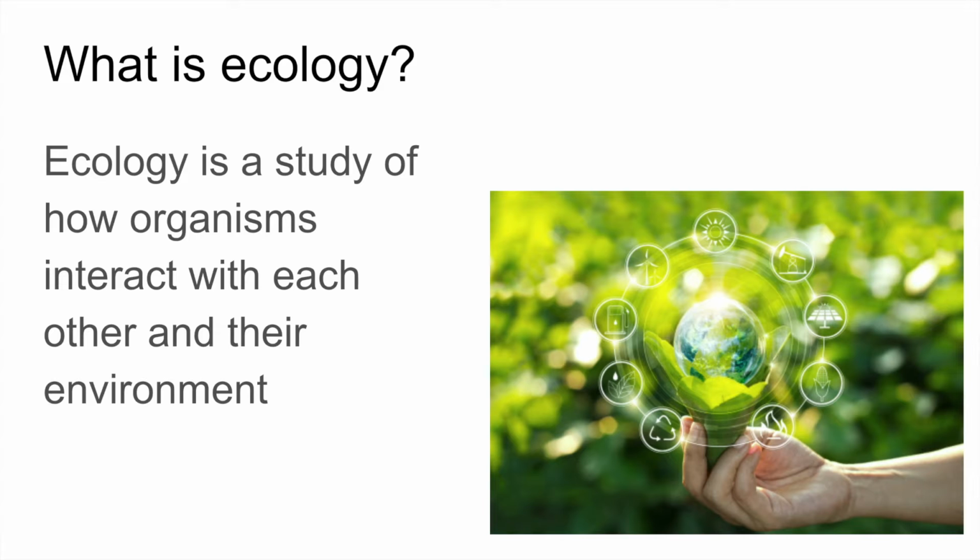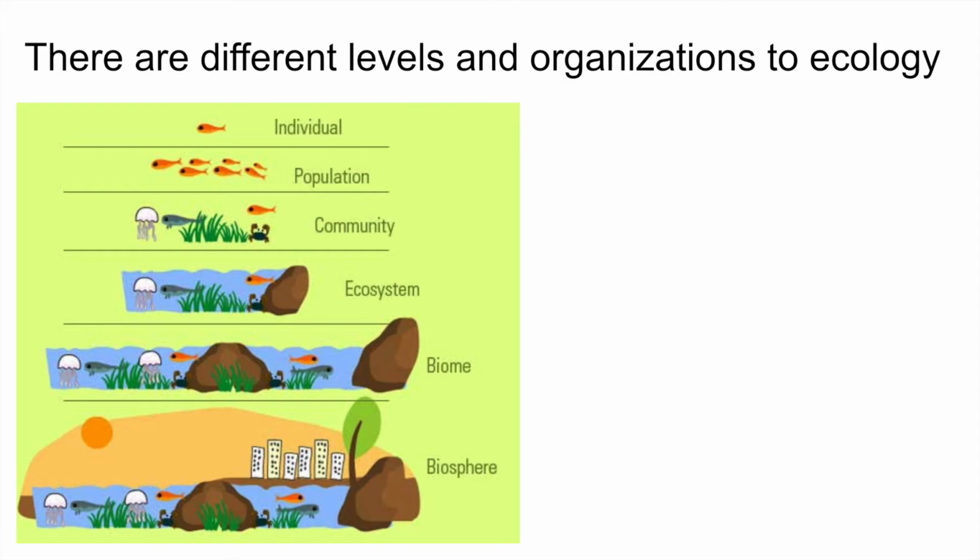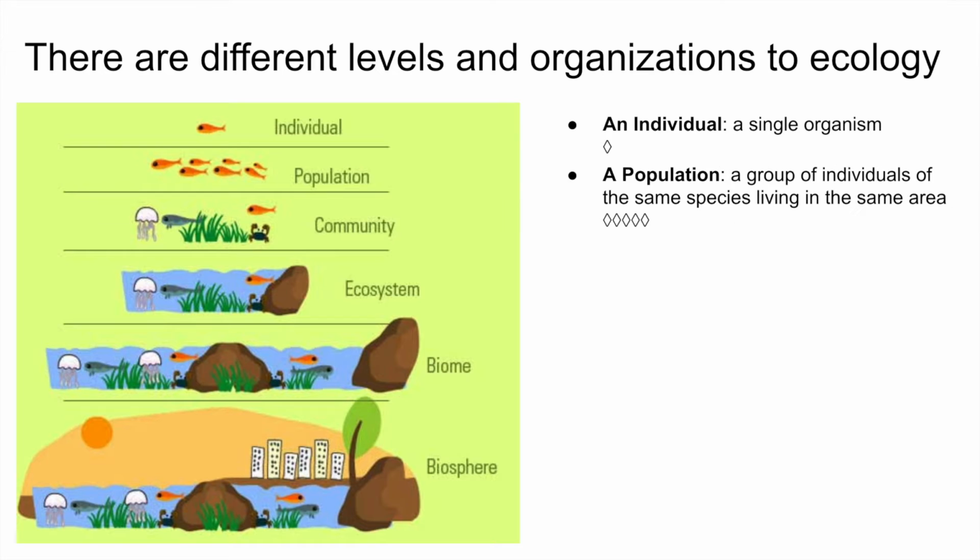So what is ecology? Ecology is a study of how organisms interact with each other and their environment. There are different levels of organization to ecology. So looking at our picture, starting at the smallest, we have an individual, a single organism. We'll represent this with a diamond. That individual is part of a population, a group of individuals of the same species living in the same area. We'll indicate that with a couple more diamonds.